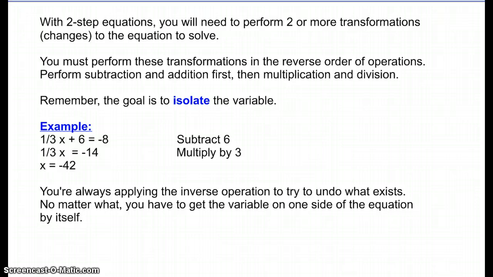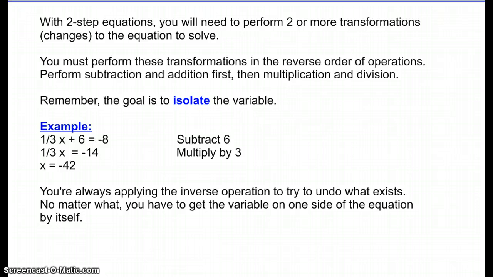Remember, your goal here is to isolate the variable. The variable should be all by itself, and normally it's by itself on the left-hand side of the equal sign, on the left-hand side of the equation. That's the normal convention. It's not that your answer will be wrong if it's flipped around, it just looks a little strange. So we're going to try to keep the variables on the left-hand side.